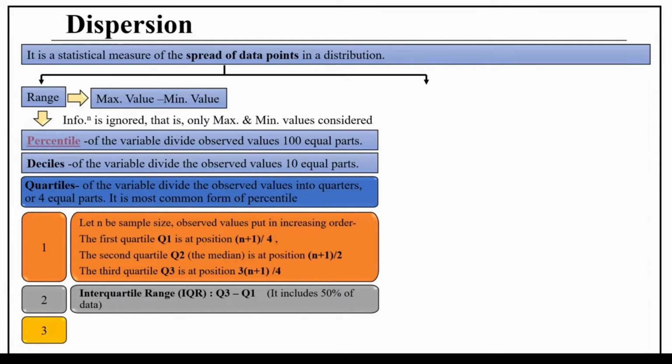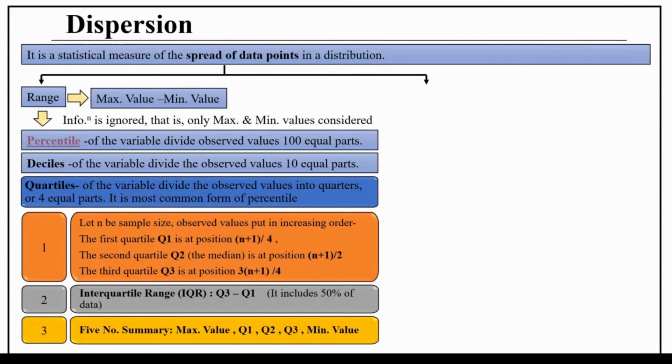So the maximum value, the minimum value and the quartiles, when put together, provide information on the center and variation of the variable in a compact way. When written in increasing order, it is called the 5 number summary.